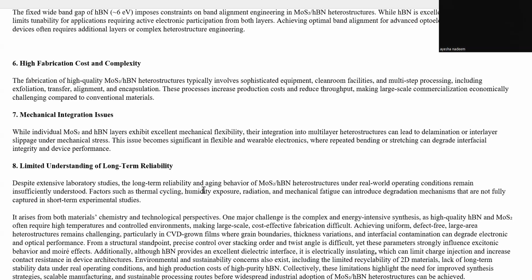The eighth one is a limited understanding of long term reliability. Despite extensive laboratory studies, the long term reliability and aging behavior of molybdenum disulfide and hexagonal boron nitride heterostructures under real world operating conditions remain insufficiently understood. Factors such as thermal cycling, humidity exposure, radiation, and mechanical fatigue can introduce degradation mechanisms that are not fully captured in short term experimental studies.